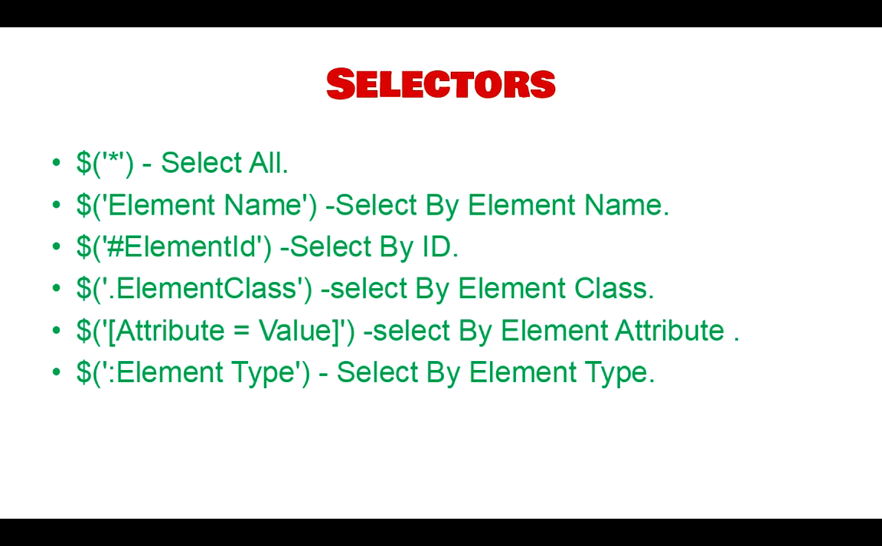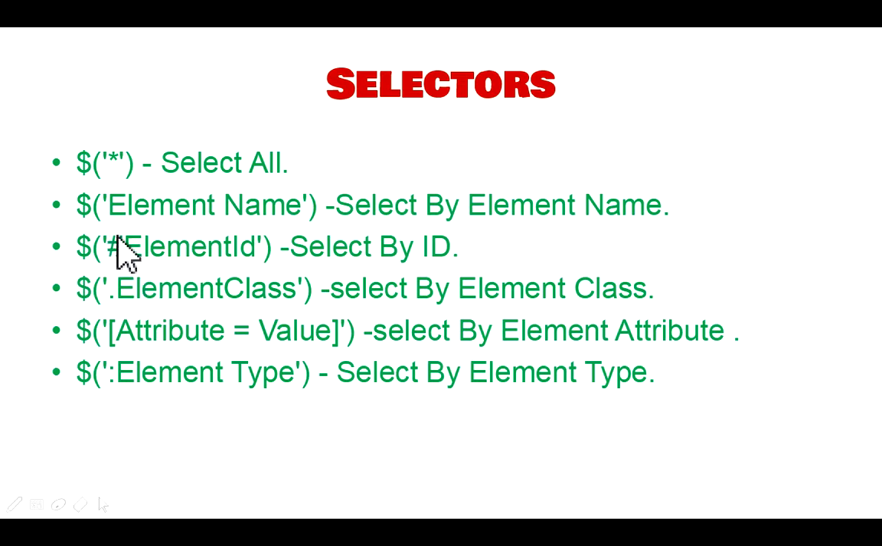Okay, selectors. There are several selectors. The first one is the selector with star. Star means select all. Select all means all the HTML elements are going to be selected by this argument. And an element name like paragraph, div, span, input can be selected by just putting the name.